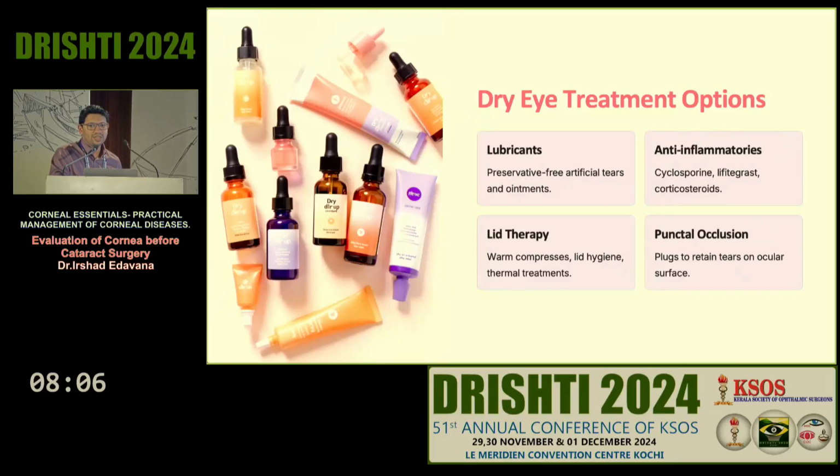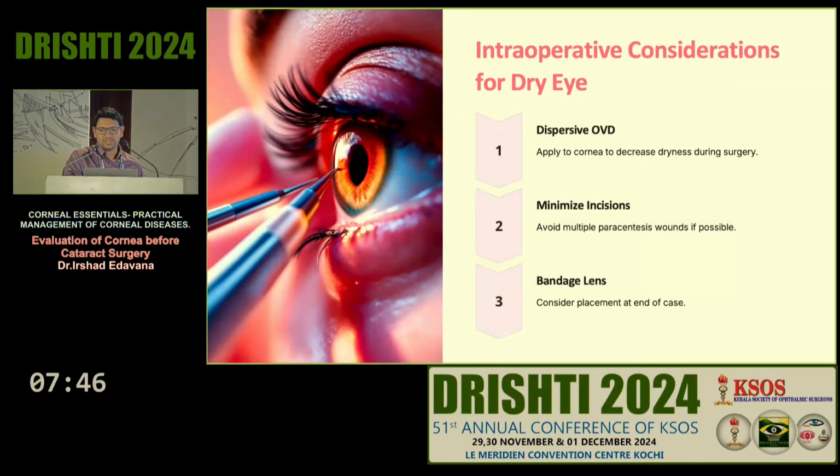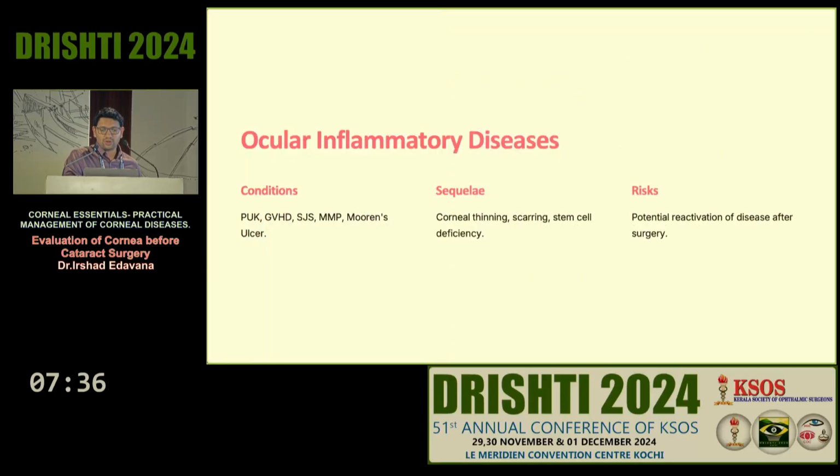So this patient should actually have a thorough evaluation of dry eye. Treat with lubricants, start anti-inflammatory agents, cyclosporin, topical steroids or lifitegrast, and treat the lid if there is an evaporative component. If there is disease, do a punctal occlusion temporarily before the surgery. Intraoperatively, as we know, there will be some dryness on the cornea, so apply some viscoelastic over the cornea, minimize the incisions, and put a BCL if required in the postoperative period.